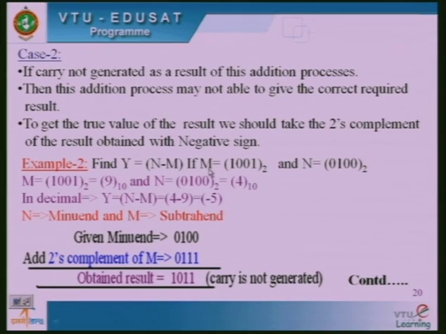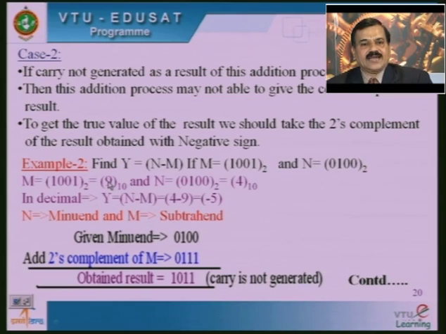The same values of m and n from the previous case are taken here: m is 1001 base 2 and n is 0100 base 2. So m can be read as 9 in decimal and n in binary is read as 4 in decimal. Now the decimal operation y is equal to n minus m is written as 4 minus 9, which is going to give the result minus 5. After completion of binary subtraction using 2's complement, we are supposed to get minus 5.